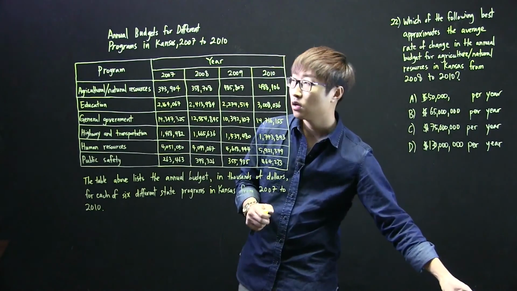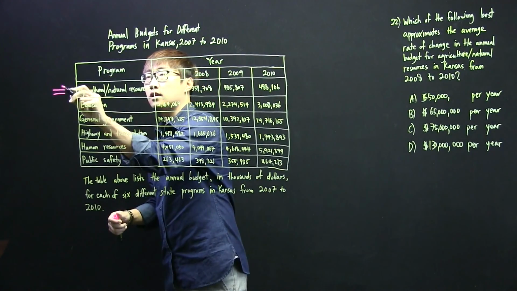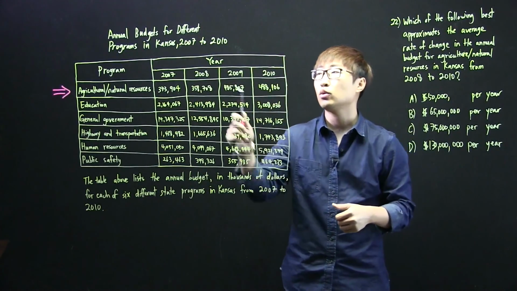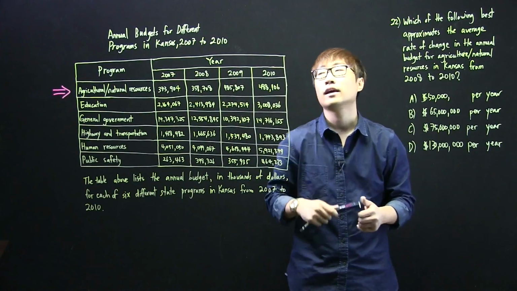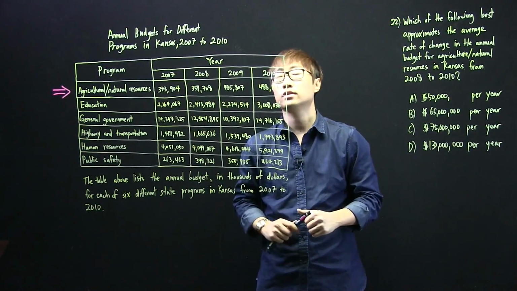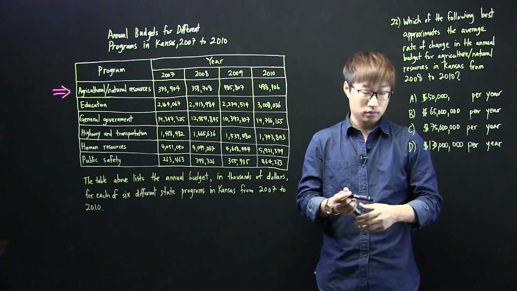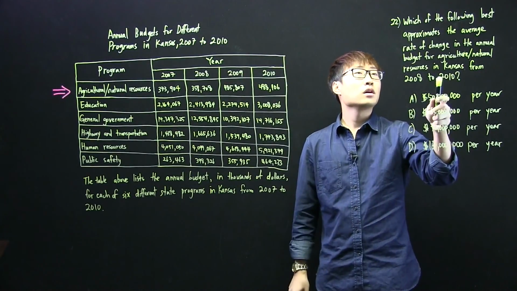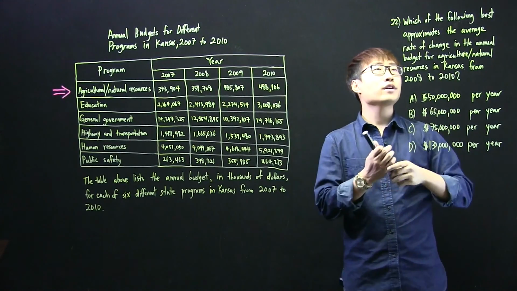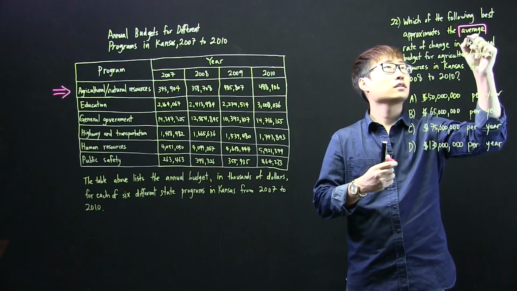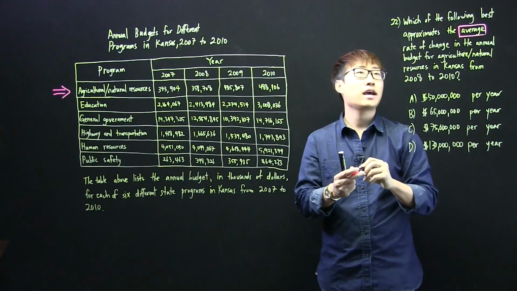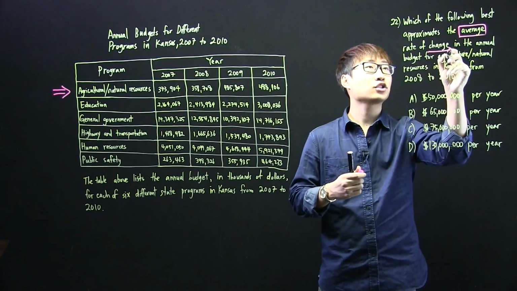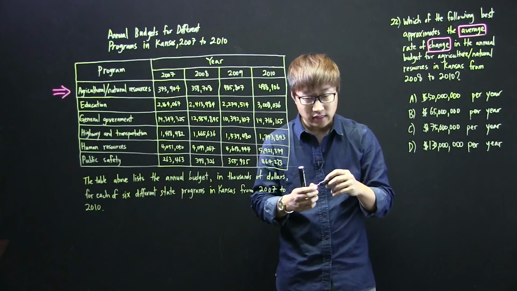So we are on this column, agriculture and natural resources. And we are more specifically looking at 2008, 2009, and 2010, aka we're not going to look at the 2007 data, okay? Oh, whoops, this is missing the zeros. All right, so we want to look at the average. First of all, it's average rate of change in the annual budget. So rate of change. So first of all, we want to look at the change, and then we want to look at the average, right?